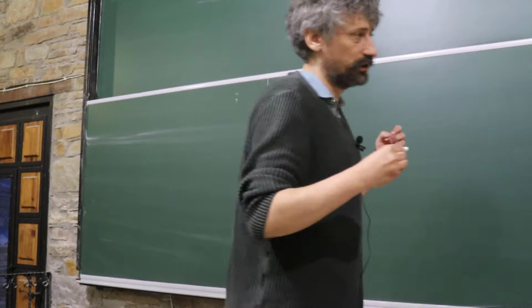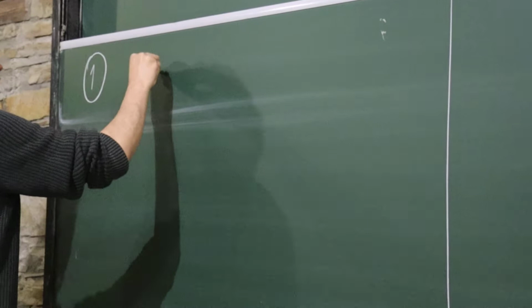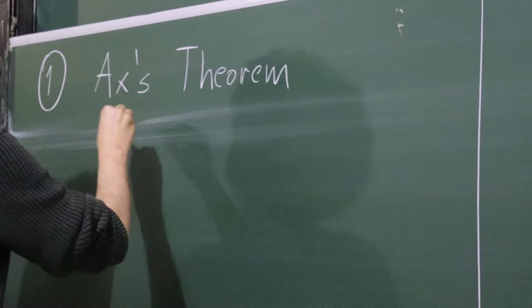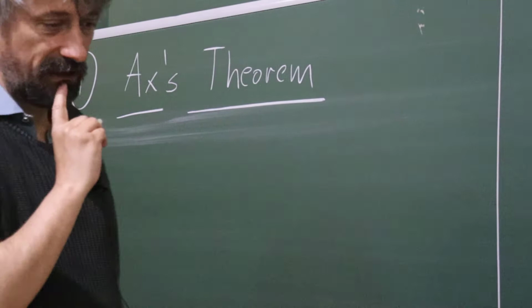So, okay. The first one is about the Ax theorem. Also, it was proved, I think, independently by Grothendieck at the same time. So some people call it the Ax-Grothendieck theorem.